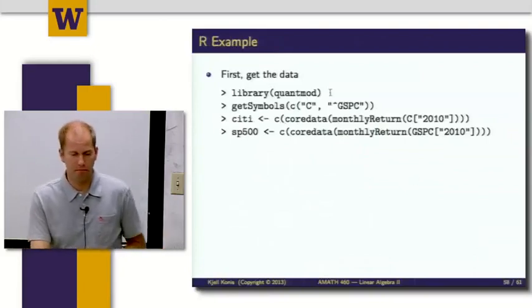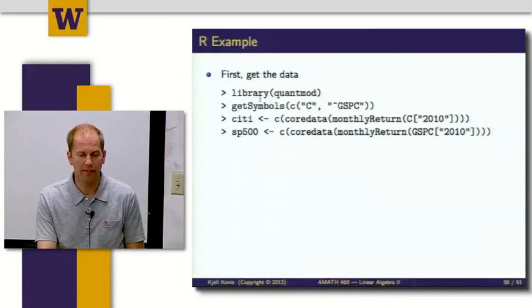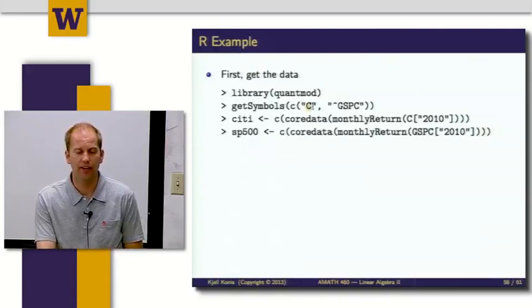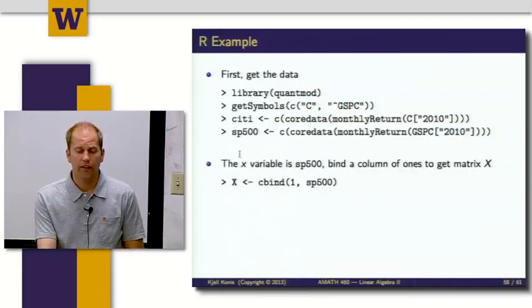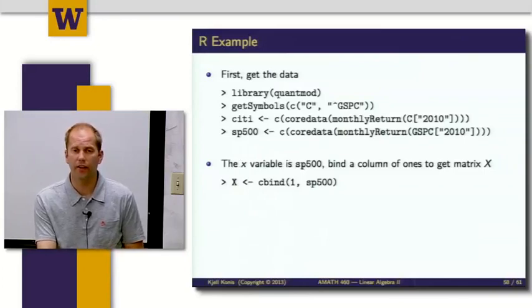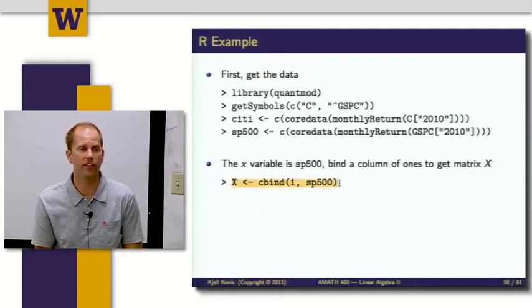And so then I have an R example of doing this. To get the data that I had in the beginning, I used the quantmod package and got the data for Citigroup. This is the symbol for the S&P 500. These next two just turn those into monthly returns for the year 2010. The X variable is going to be the returns on the market, so the returns on the S&P 500. And then I need to add a 1 in front of that to make my matrix X. So this function cbind just sticks a column of 1s in front of that vector. So X is now my 12 by 2 matrix with a column of 1s and then my vector of x's.